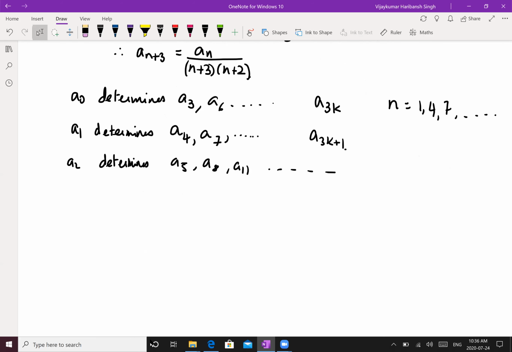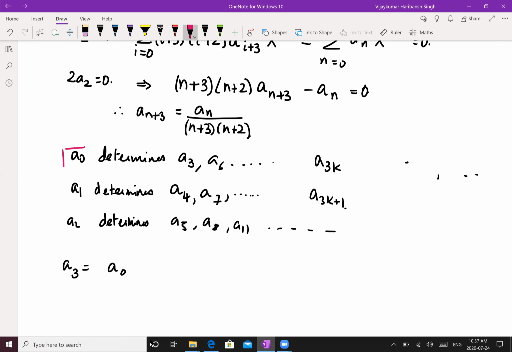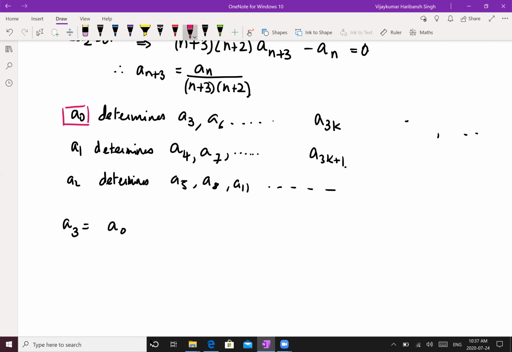All right, so let's see. So we get the following. We get a3 equals a0, because a0 is not known to us. This will be decided by the initial condition. Is the initial condition given to us? No. So a0 will be determined by the initial condition. So we get a3 equals a0 divided by 3 times 2.